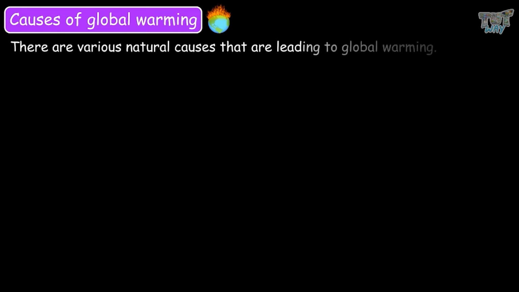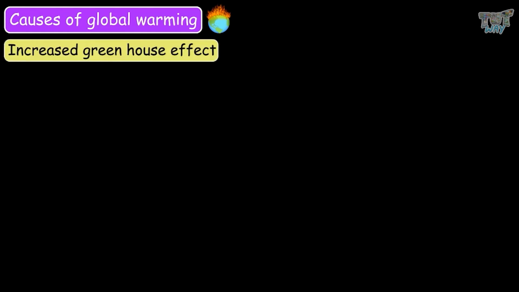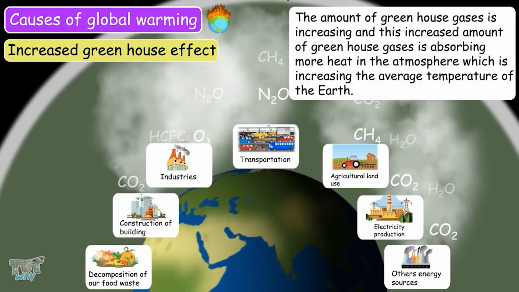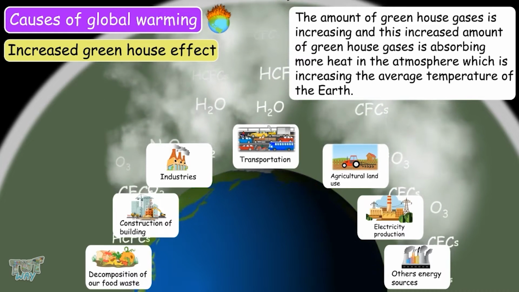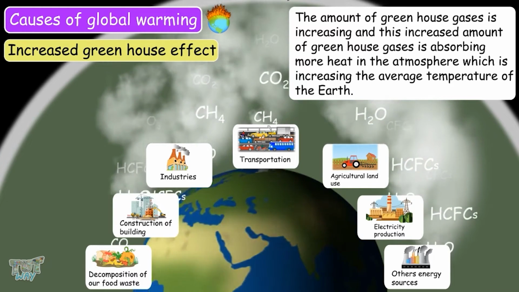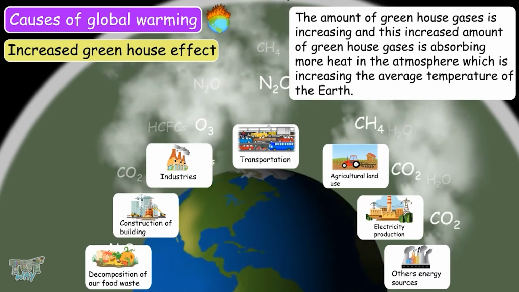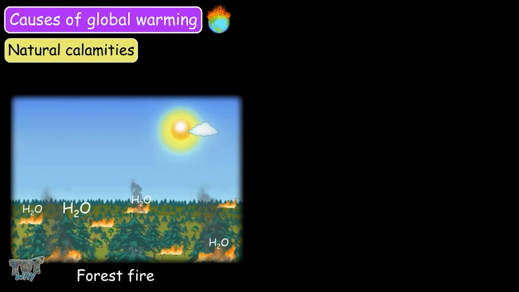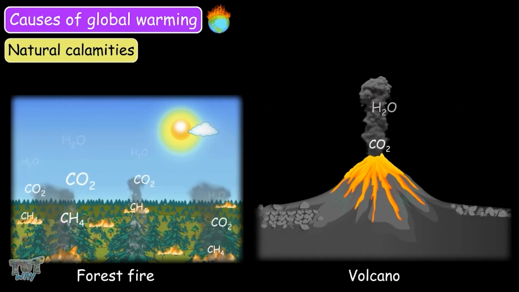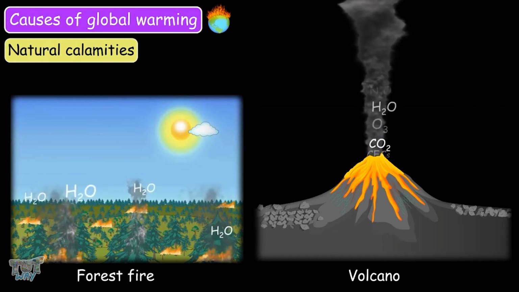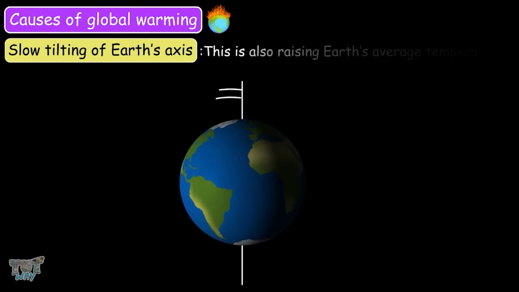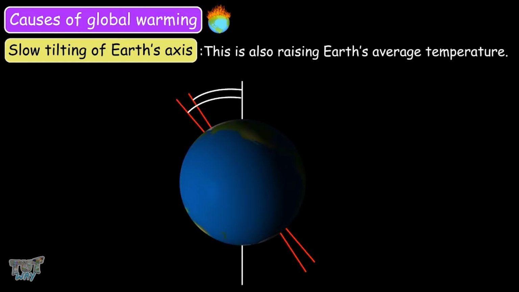There are various natural causes that lead to global warming, and the first is the increased greenhouse effect. The amount of greenhouse gases is increasing, and this increased amount of greenhouse gases is absorbing more heat in the atmosphere, which increases the average temperature of the Earth. Natural calamities. Forest fires and volcanoes release large amounts of greenhouse gases into the atmosphere, so that's also leading to global warming. Some studies show that the slow tilting of the Earth's axis is also raising our Earth's average temperature.